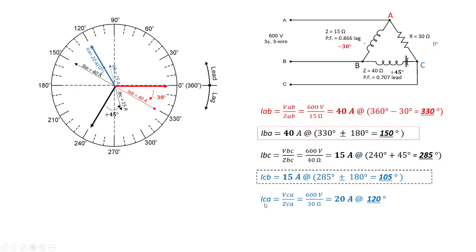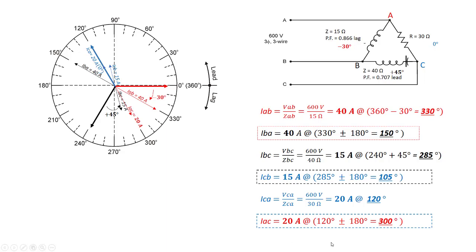I can now find the opposite phase current of ICA, IAC. It's the same magnitude, 20 amps, but it is exactly opposite from where we plotted ICA. ICA was plotted at 120. So 120 plus 180 will be at 300 degrees. IAC is equal to 20 amps at 300 degrees. Let's plot that out. IAC, 20 amps at 300 degrees.